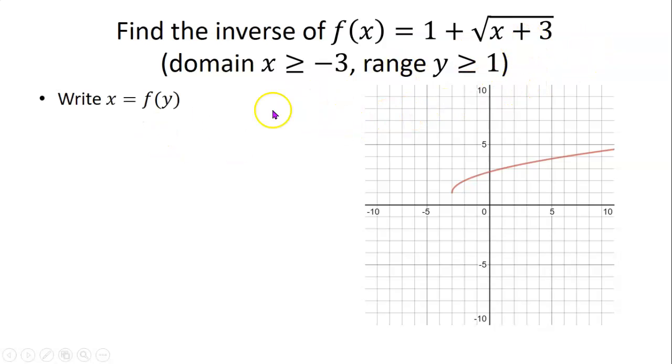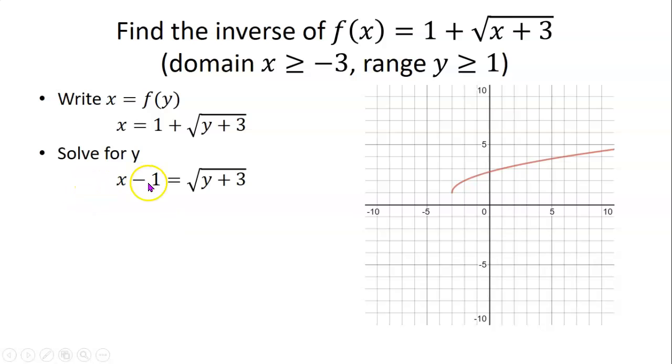So let's work out the inverse. Let's write x as a function of y. x equals 1 plus the square root of y plus 3. Now we've got to get that solved for y. So I will start by subtracting 1 on both sides. x minus 1 equals the square root of y plus 3. Now, to get that square root sign out of the way, let me undo it by squaring both sides. (x minus 1) squared equals (the square root of y plus 3) squared.